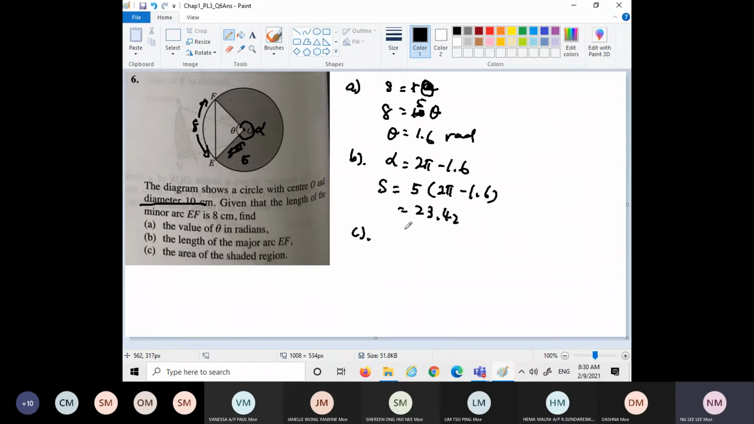Part C, the area of the shaded region. Same thing. This is a major sector, the bigger one. So you use this angle alpha. So area is half r squared theta. The theta now is alpha. The R is 5. The alpha is 2 pi minus 1.6. So the answer is 58.54. Not that difficult actually. I don't mean to kill you. Band 3 is just to solve simple questions.